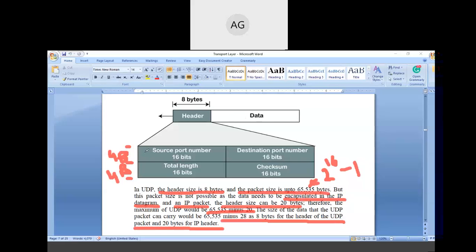In the first place, you have the source port address. In the second place, you have the destination port address. In the third part, you have the total length. And in the fourth part, you have the checksum. You just have to remember it. So let us discuss these parts one by one in detail.